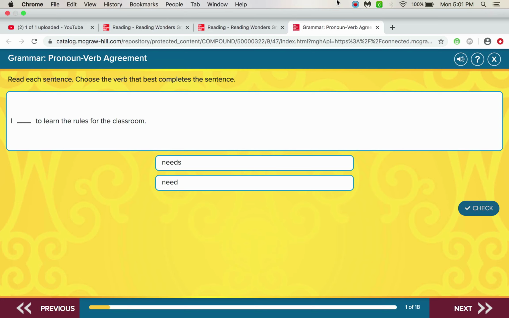So here's the first one. Remember, a pronoun replaces the name of a noun, such as if we were saying Charlie's name, Charlie would be replaced with she or her. And the verb is the action word. They need to agree. They need to sound right together, and that's what it means by agree. So I blank to learn the rules for the classroom. I needs to learn the rules for the classroom, or I need to learn the rules for the classroom. Go ahead and decide what you think sounds the best and makes sense for that sentence.